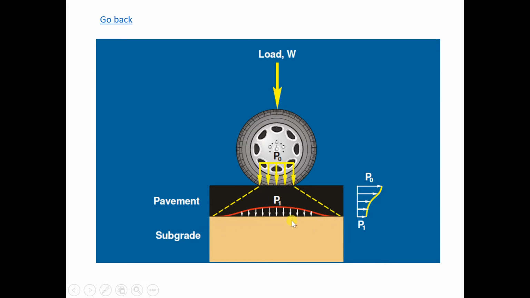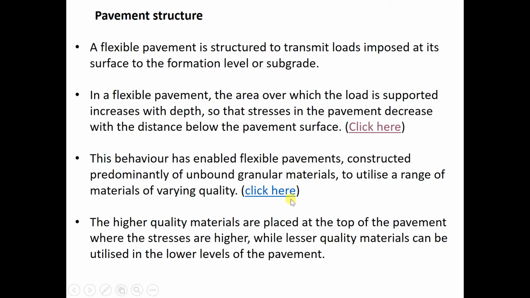That's the reason that we can design weaker layers at the bottom. The wearing course has to be the highest quality, followed by the base course and then the sub-base, and then at subgrade level we can have a much lower CBR. This behavior has enabled flexible pavement constructed predominantly of unbound granular materials to utilize a range of materials of varying quality.